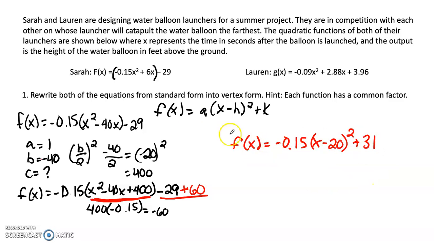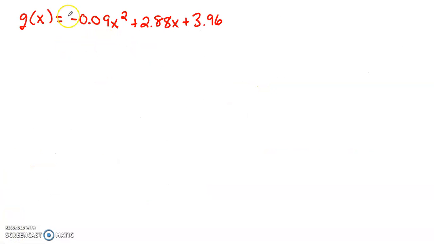All right, so this is for Sarah's balloon launcher. Now I'm going to do it for Lauren's. Here's Lauren's. She's g of x. Again, I want to put this in vertex form, which means I'm going to complete the square. I'm going to group together the first two terms in the standard form, and I want to factor out something in order for a to be 1.